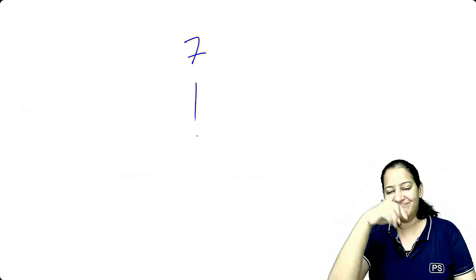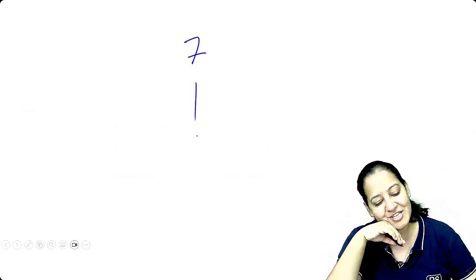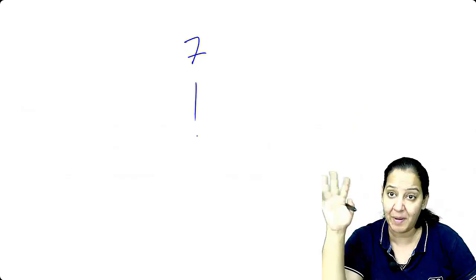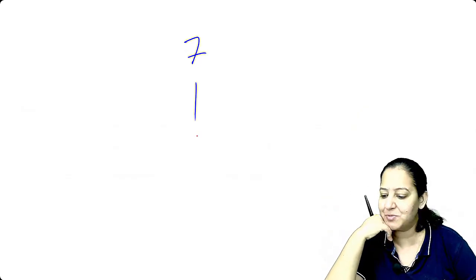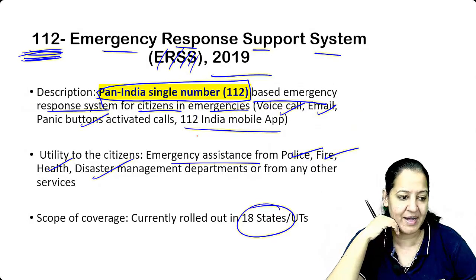We are done with chapter number 1. Out of 7, one is done, six more to go. All the chapters are very small like this. This one was big, the rest are even smaller. So you have to understand the concept. These are small chapters. We are done with disaster management. How many of you got it?